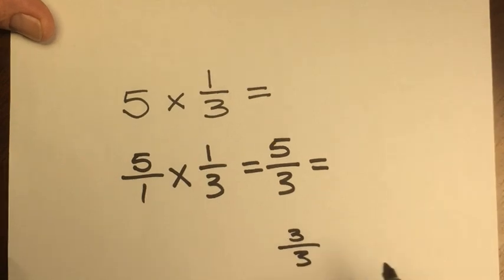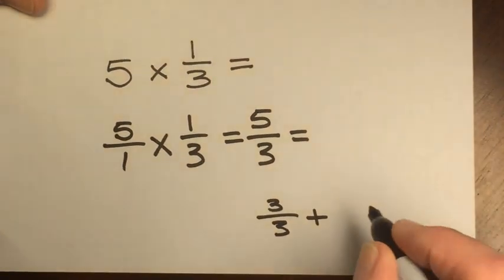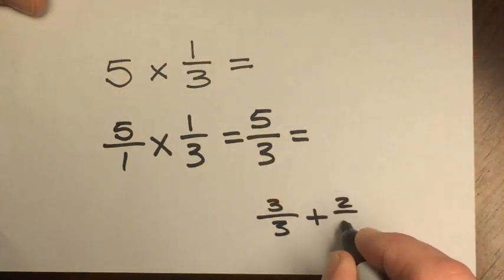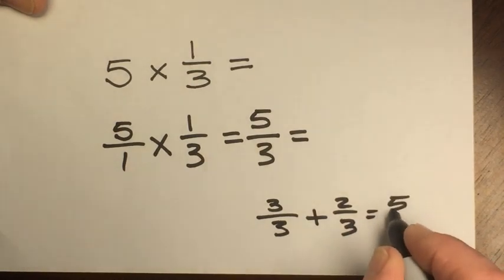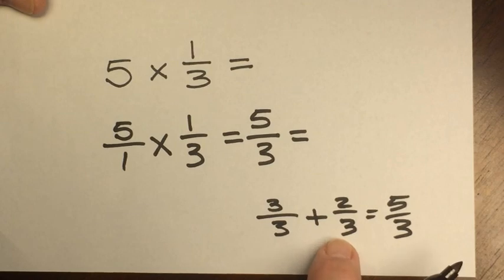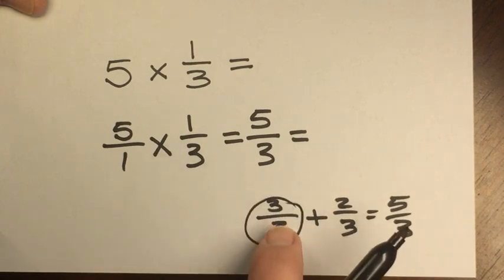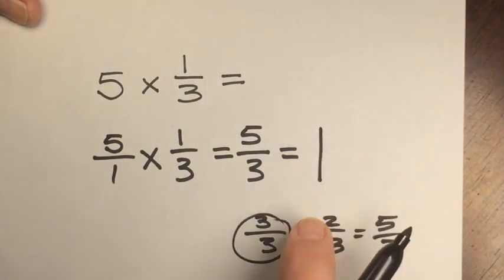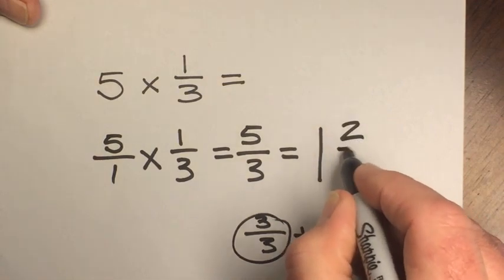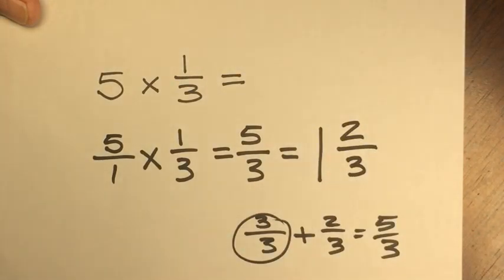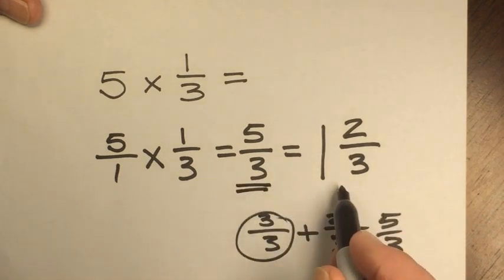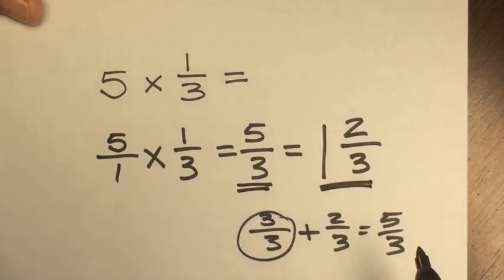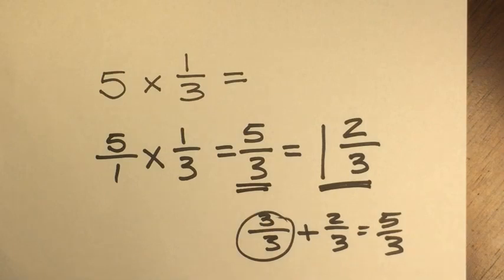3/3 plus 2/3. This still makes 5/3, but now I know that this here is a 1. So my answer would be 1 and 2/3. So my final answer would be 5/3 and also 1 and 2/3. Hopefully you got the same answer. We'll be back in a sec with another lesson.